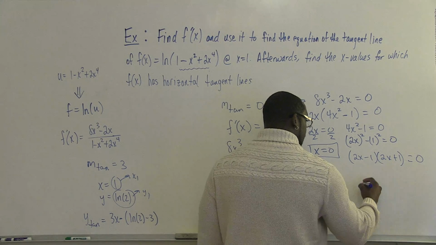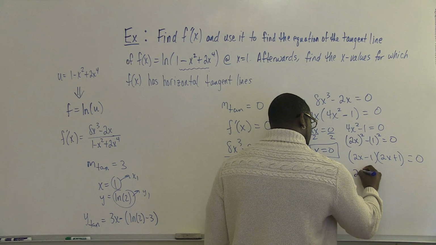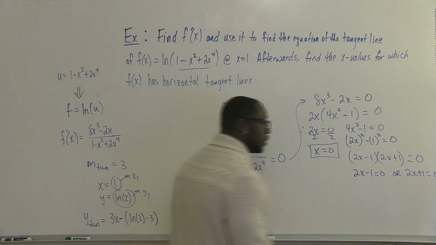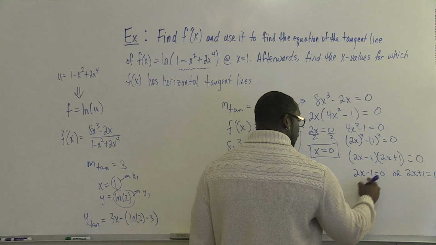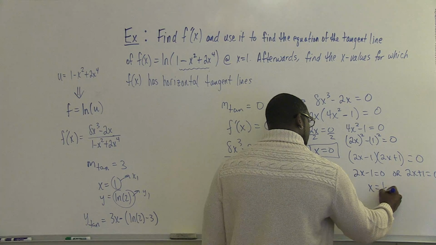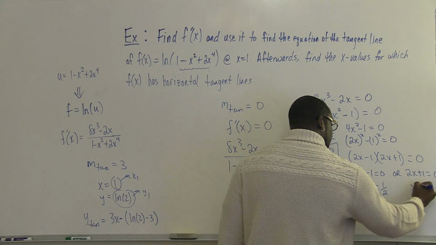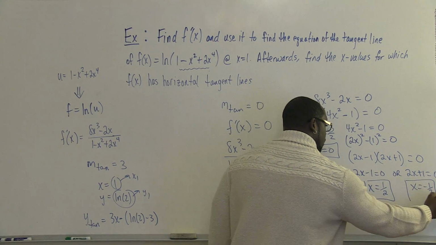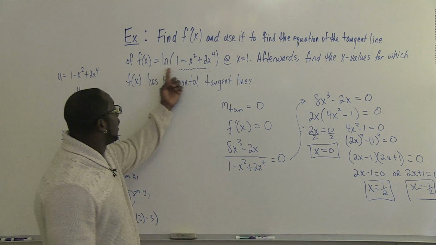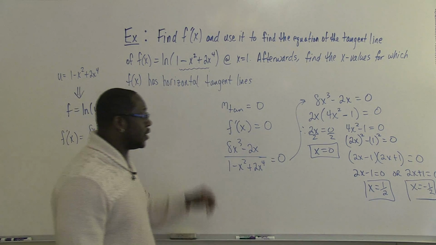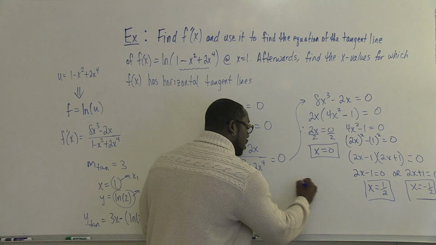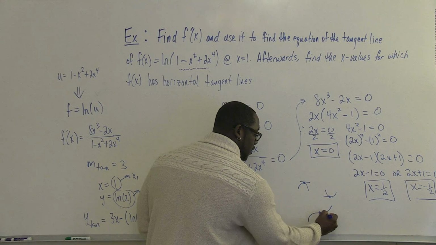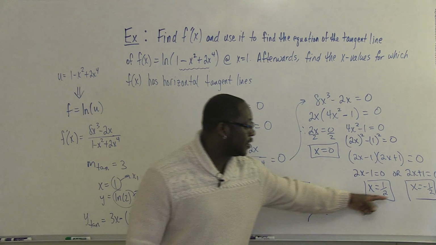And of course, if we solve all this, we'll say that 2x minus 1 is equal to 0, or 2x plus 1 is equal to 0. And so from that point, if we solve this equation, we'll get x is equal to positive 1/2. And if we solve this one, x is equal to negative 1/2. And so here are our other two x values. So what this means is that for our function here, the way that it looks, it's either going to have something like a peak or a dip or something that looks something like this at these particular x values.